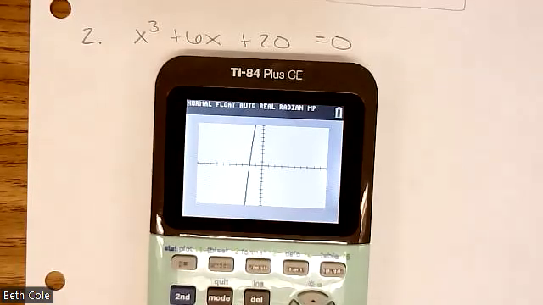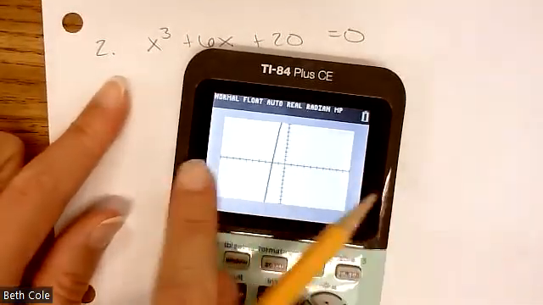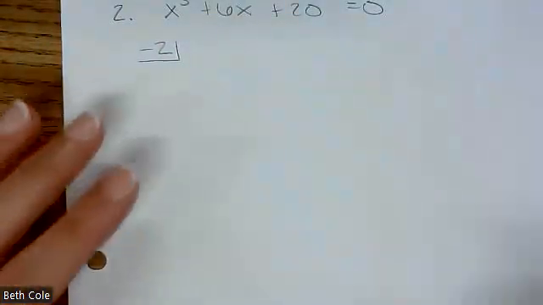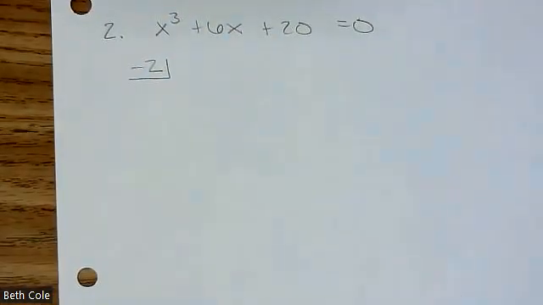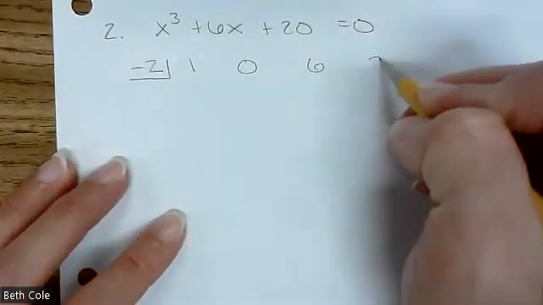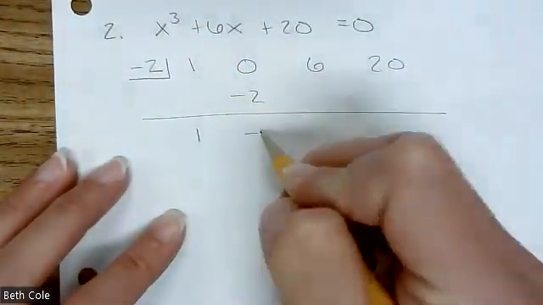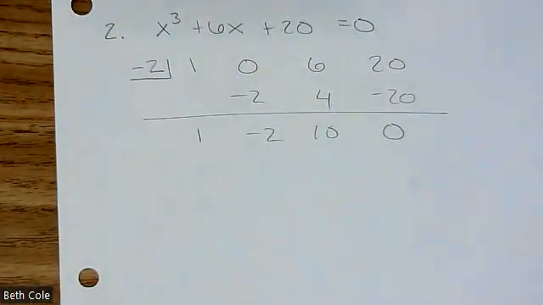All right, so here's what your graph should have looked like. Where does this touch the x-axis? -2 is what goes in the little box. Is our countdown in order? It's not. Do you see how we're missing x squared? And here's the cool thing. If you miss that, you'll catch it because you won't get a 0 remainder. Any mistake you make, you're going to catch it because it won't work out. So it's 1 and then 0, 6, 20. One, -2, 10, 0.